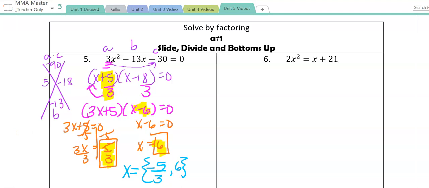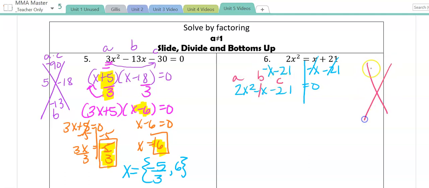Okay, so now let's look at number 6. And first thing we have to do is set it equal to 0. And I know some of y'all might want to move the 2x squared over, but I'm always going to move my letters to the left. It's just the way my brain thinks, and it's the way I prefer. So minus x minus 21, I'm going to move them both at the same time. Nobody has the same last name, so they will all be separate. 2x squared minus x minus 21. I'm going to label my A, my B, and my C. So A is 2, my B is -1, and my C is -21.